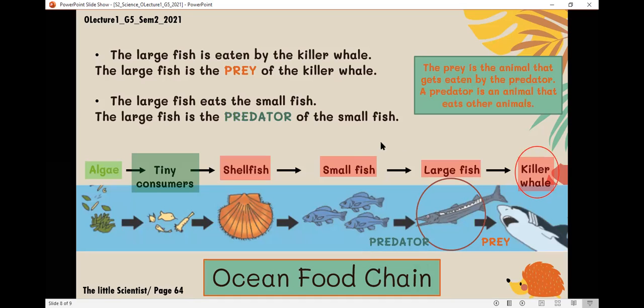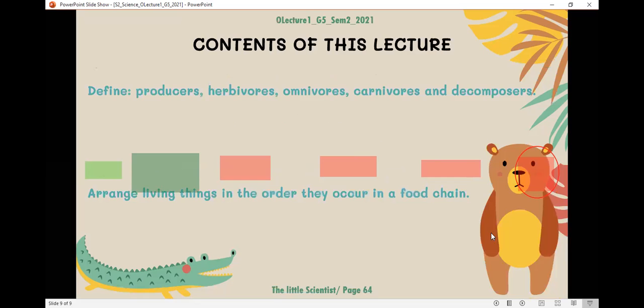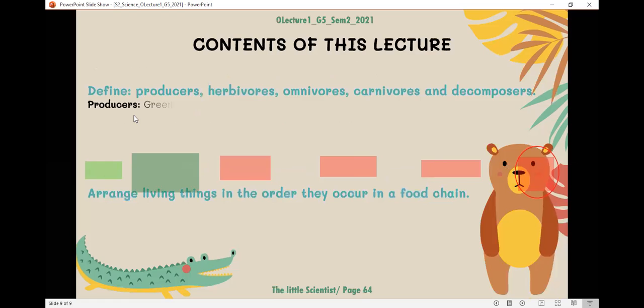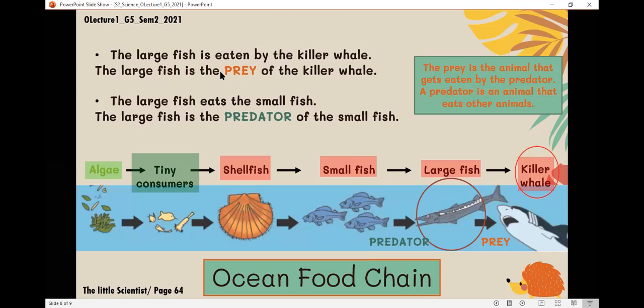Look at the large fish. The large fish is a prey and a predator at the same time. The large fish is the prey of the killer whale, but it is the predator of the small fish. Let's talk about the small fish. Okay, let's use it as an example.